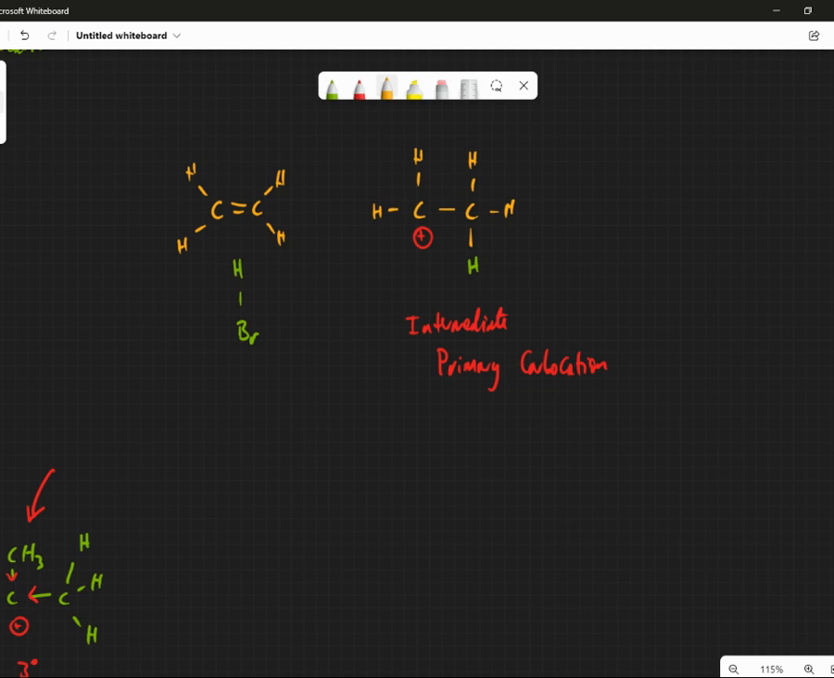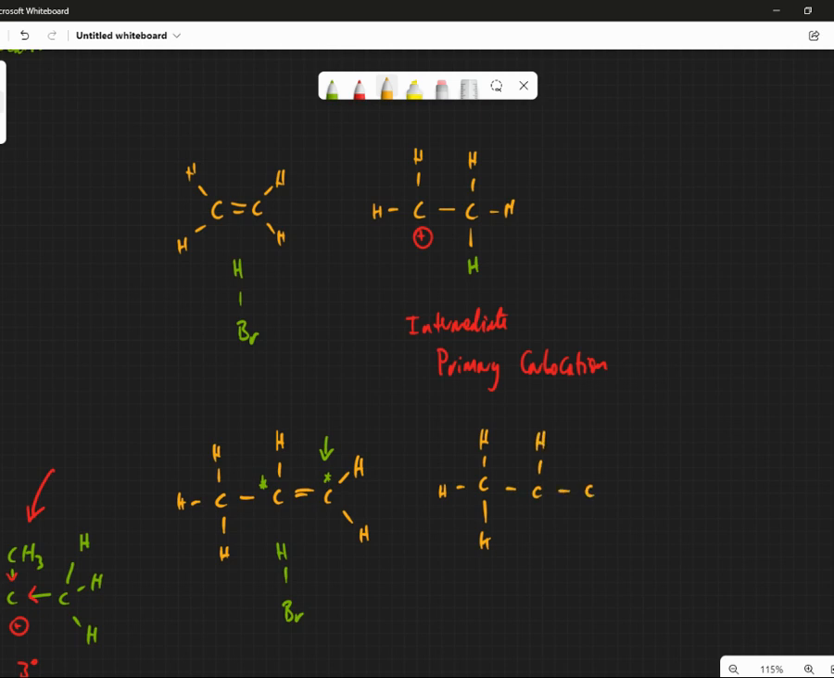Okay, so let's do the second one. The second one was propene. This is a hard question, seriously. That's why organic is so hard. There's the HBr coming up. And which carbon is the hydrogen going to attach to? It could attach to this one or this one. But it's going to attach to the one on the right because it already has two hydrogens on. That's Markovnikov's rule. So the intermediate here will look like this.